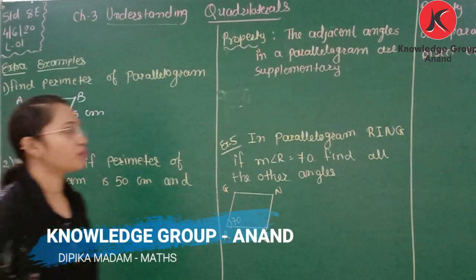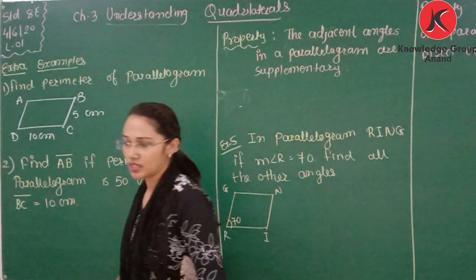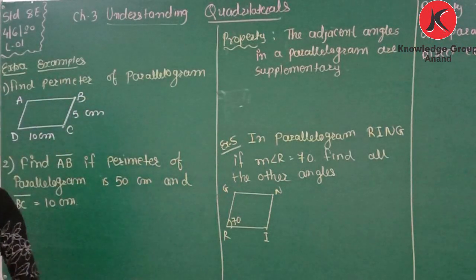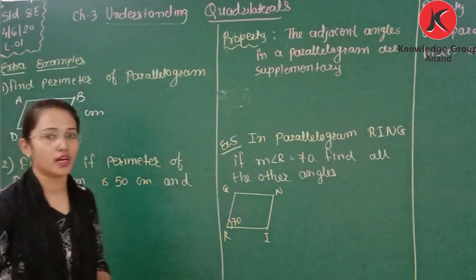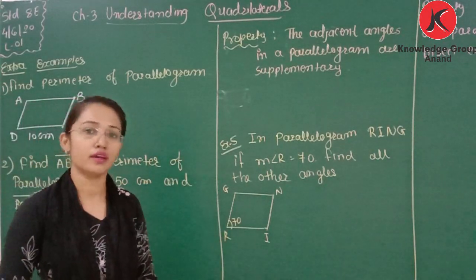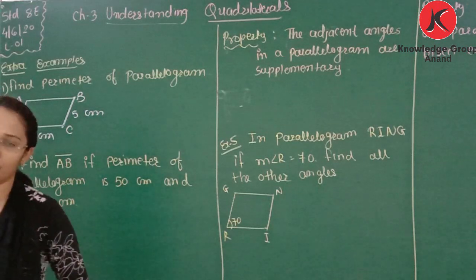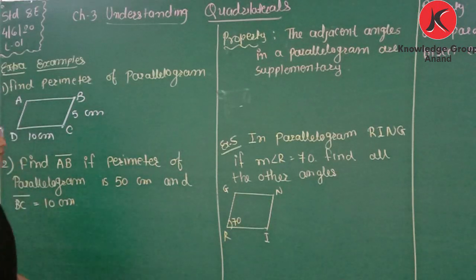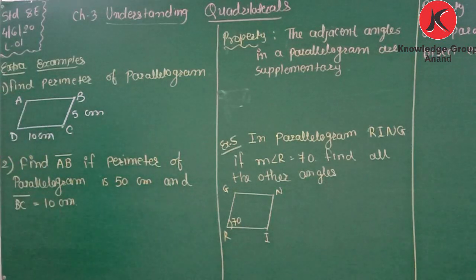Welcome back friends. Previously we learned two properties of a parallelogram: opposite sides of a parallelogram are equal, and opposite angles are equal. Using that we solved two examples of the textbook. Today we will start some extra examples related to those two properties, opposite sides are equal and opposite angles are equal.